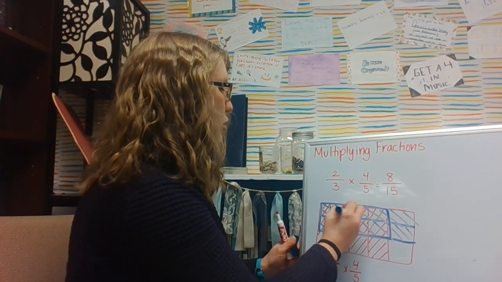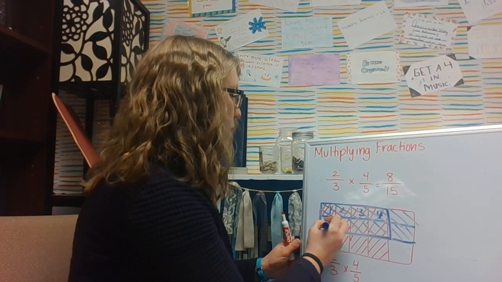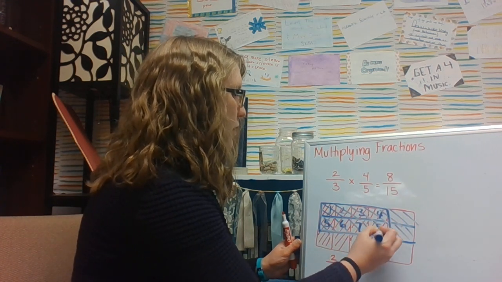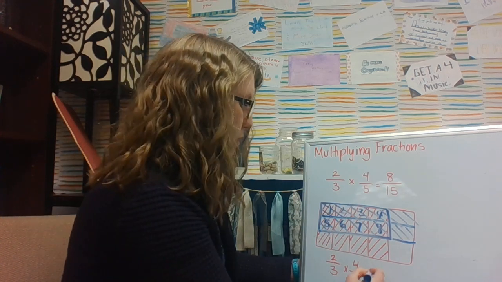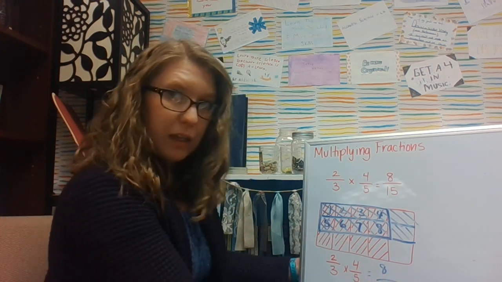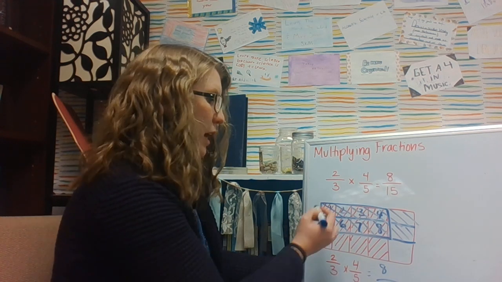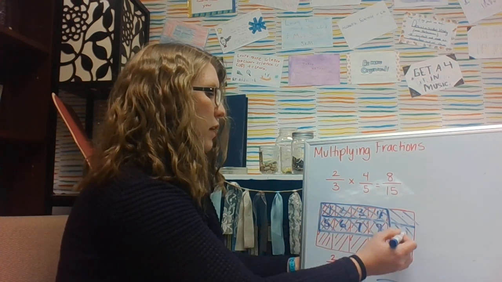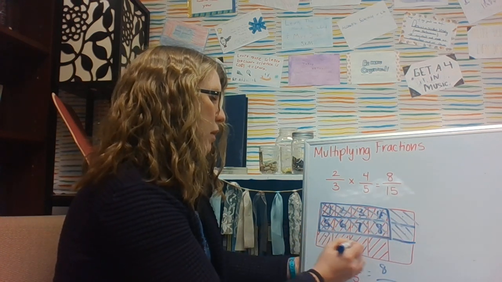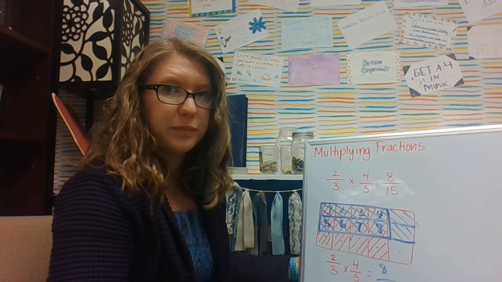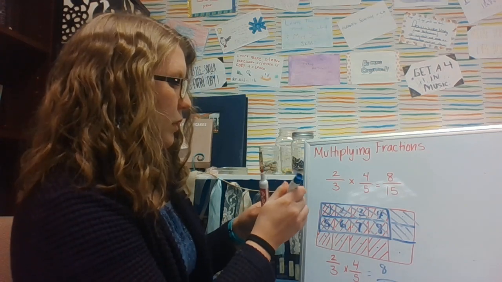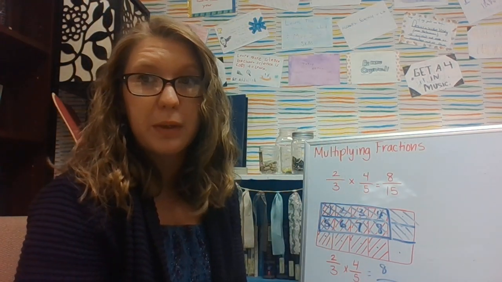I have 1, 2, 3, 4, 5, 6, 7, 8. So I have 8/15. How did I get that 15? Because all together there's 1, 2, 3, 4, 5, 6, 7, 8, 9, 10, 11, 12, 13, 14, 15 pieces all together. So that's another way that I can look at multiplying fractions.